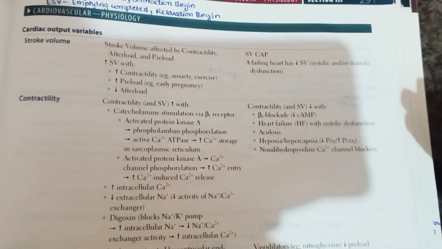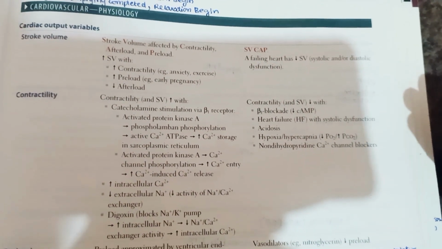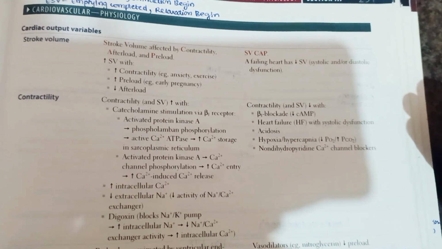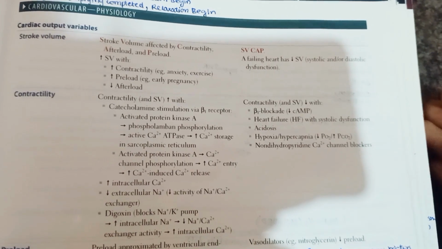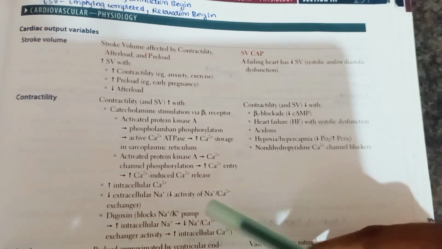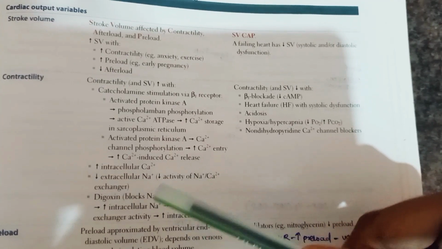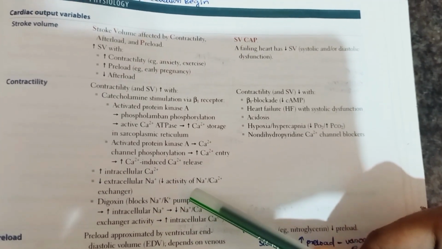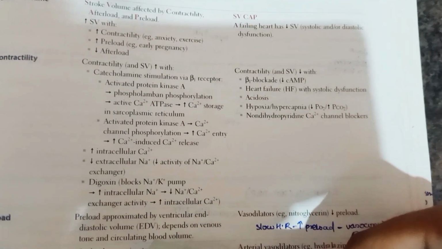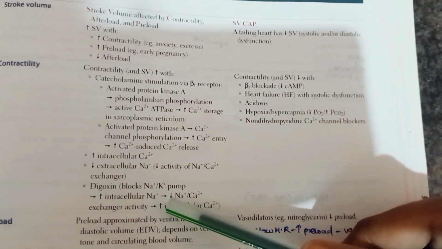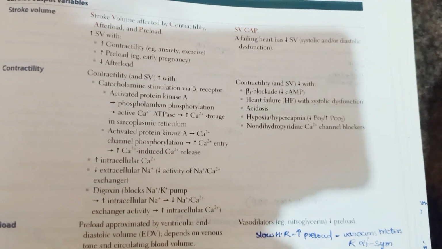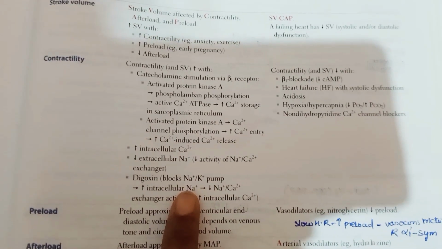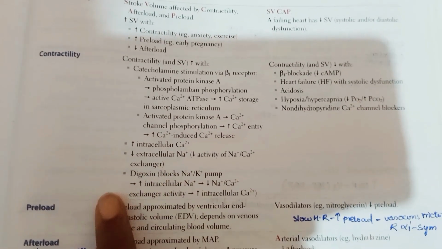As intracellular calcium rises, extracellular sodium will decrease, because sodium and calcium are exchanged, right? So decrease in extracellular sodium and increase in intracellular calcium, because there is decreased activity of the sodium calcium exchanger. Even digoxin does the same thing, that is it blocks the sodium potassium pump. As the sodium potassium pump is blocked, intracellularly there will be more sodium. You can understand this because what the sodium potassium pump does is it takes the sodium from inside and puts it out, and it increases potassium.